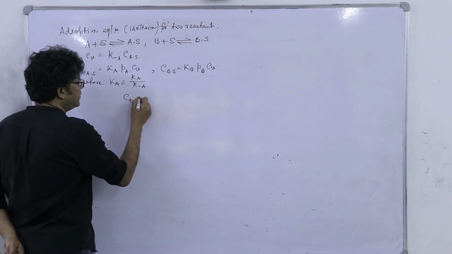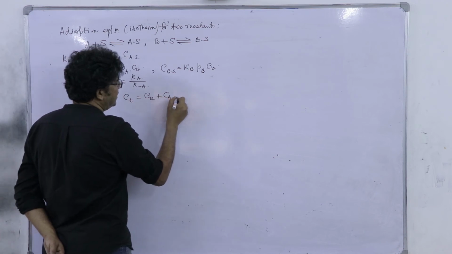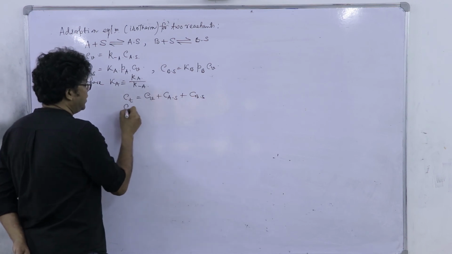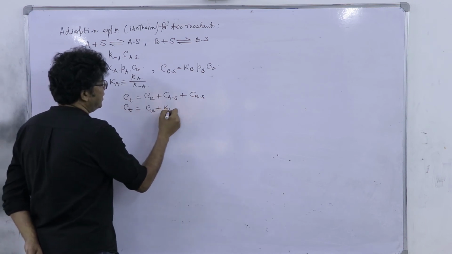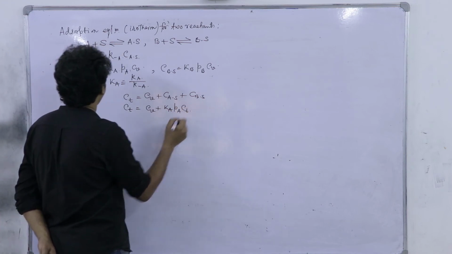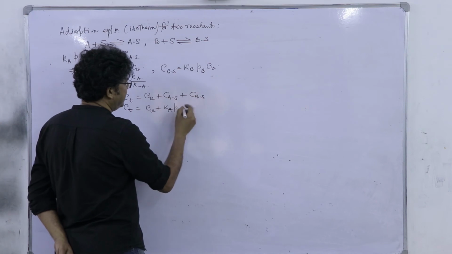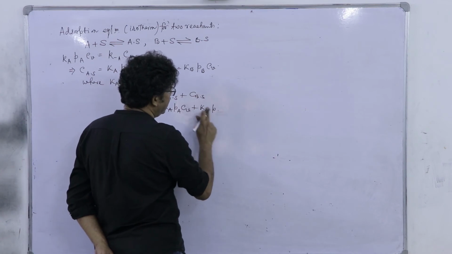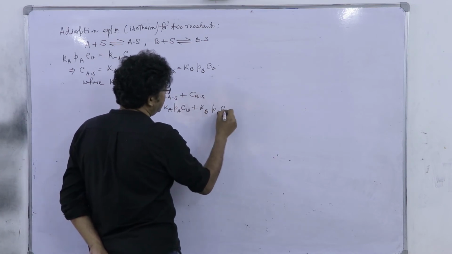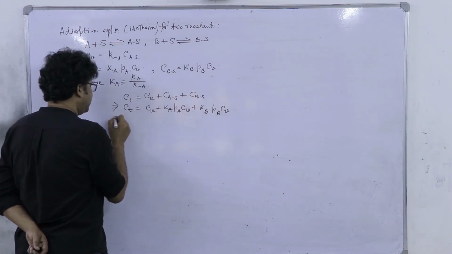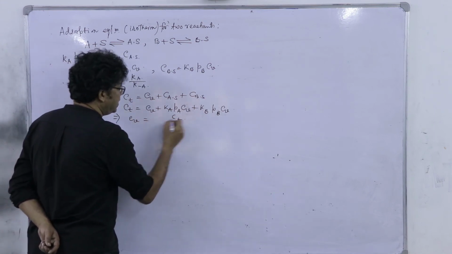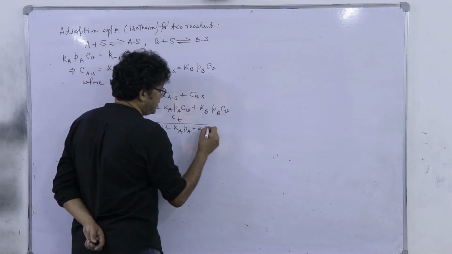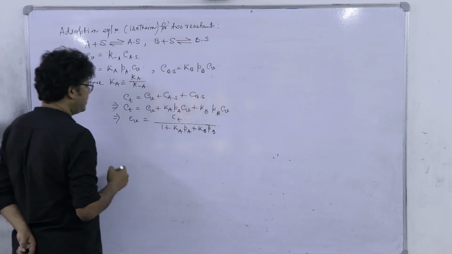Now, from the site balance we have C T equal to C V plus C A dot S plus C B dot S, right. That is the equilibrium relation we have used already. So, C T equal to C V plus K A P A into C V plus K B into P B into C V. So, obviously, C V equal to C T by 1 plus K A P A plus K B P B, right.